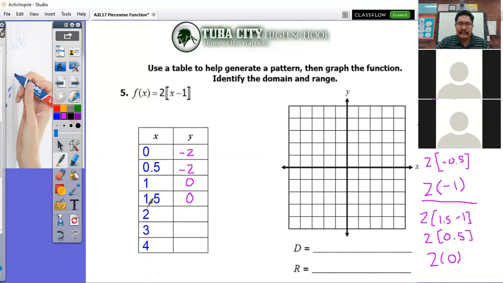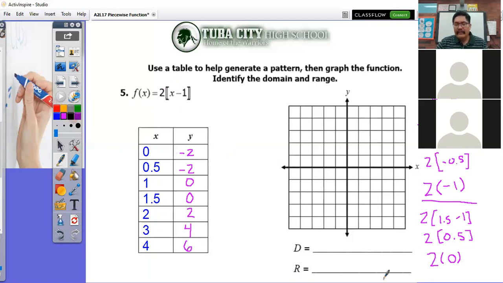And now we just do the rest for each of these. So again, this should be enough to help us get our pattern, but let's finish these. 2 minus 1 is 1, which is already an integer. 1 times 2 is 2, or 2 times 1, whichever one works better for you. 3 minus 1 is 2, and that means 2 times 2 is 4. Plug in 4 for x. 4 minus 1 is 3, and 3 times 2 is 6.